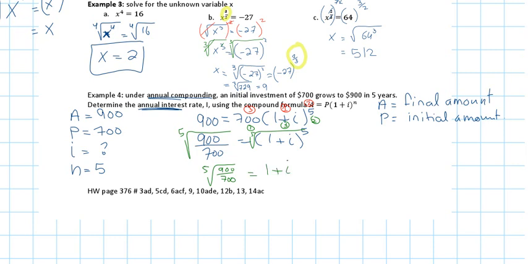Okay? It's very important how you write it and how you put it in the calculator. Now, what do I do to get rid of that, to leave I by itself? Subtract 1, right? So I'm going to bring the 1 over. It's going to become the fifth root of 900 over 700, subtract 1, equals I. Are we okay with that? Okay, now put that in the calculator. Make sure that when you put it in the calculator, only the 900 over 700 is under your fifth root. The 1 is outside.